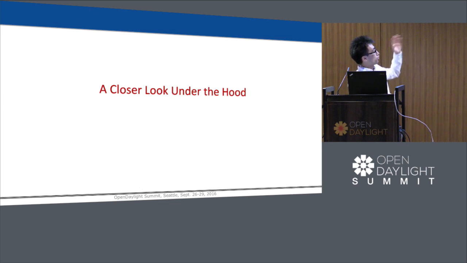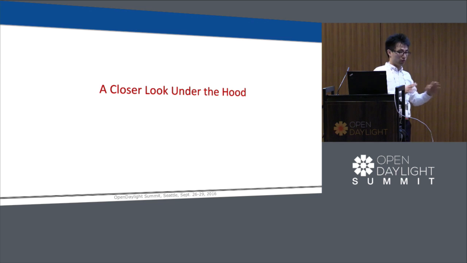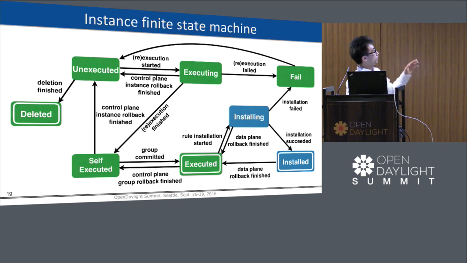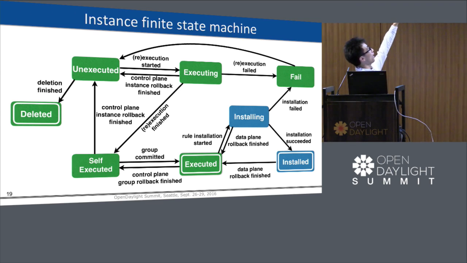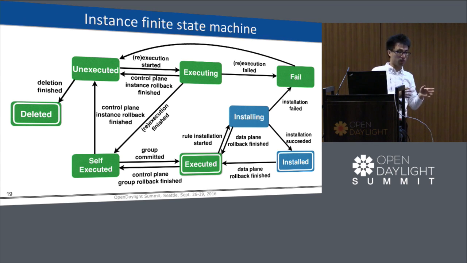And after the introduction to our API and the user's view of the system, now we have a closer look under the hood and see how this system works. Here is a finite state machine for the function instances. We start with when the function instance is first submitted to the system, it is in a state of unexecuted. And we will use the scheduler to find the correct order, because we have all these groups and precedences. We must respect these rules. So the scheduler makes sure that all these instances are executed in the correct order.